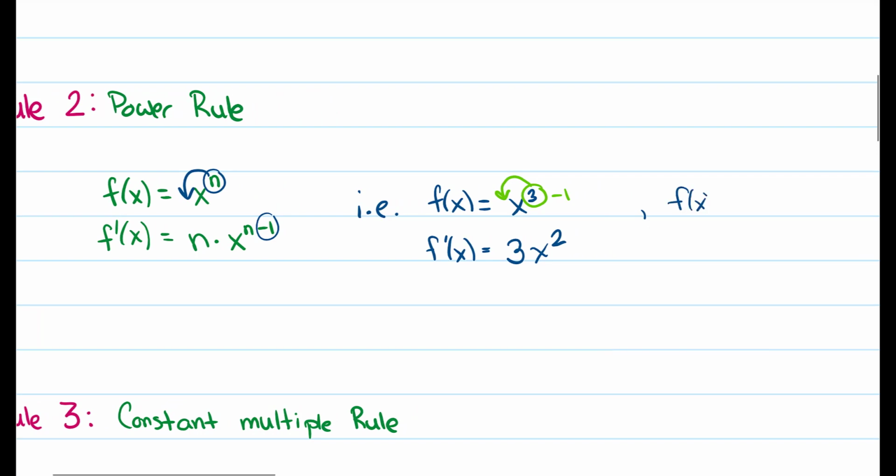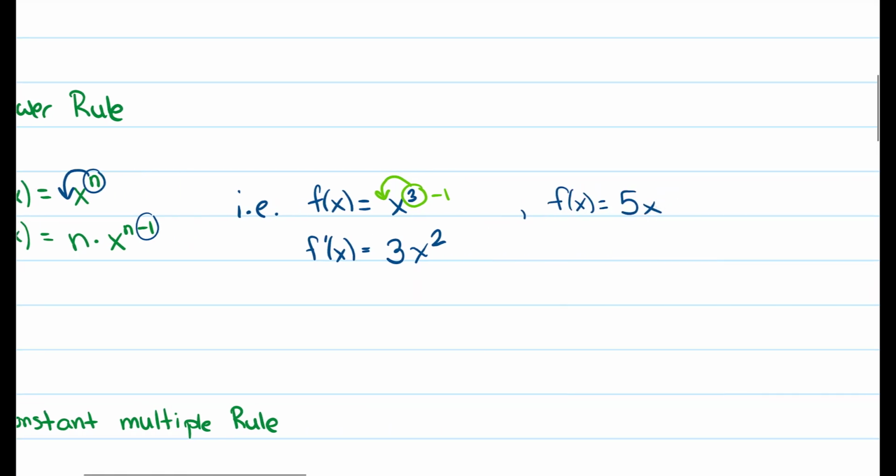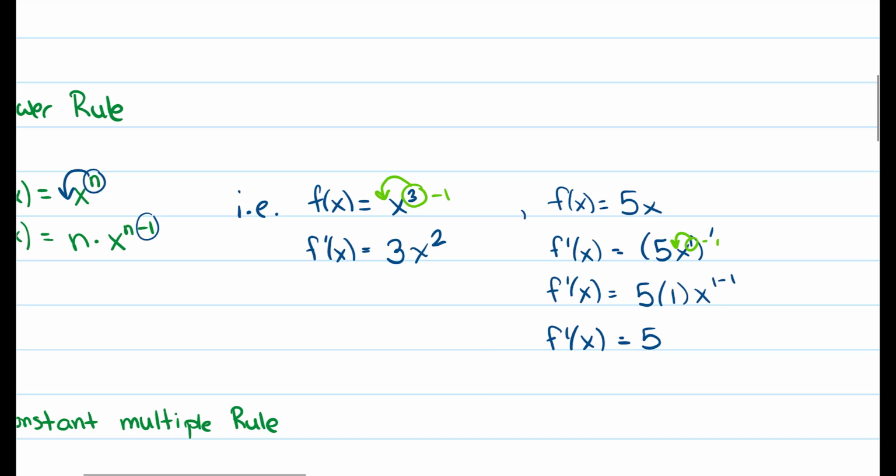So let's try another one. f of x equals 5x. So when I take the derivative of that, I get f prime of x is equal to the derivative of 5x. So if there's no power written here, we write this as a 1. So the derivative is equal to 5. And then this 1 comes down to the front, and you minus 1. So you get 5 times 1, x, 1 minus 1. So then the derivative, 5 times 1 is 5, and this becomes x to the 0. And we know that anything to the 0 power then is just 1.